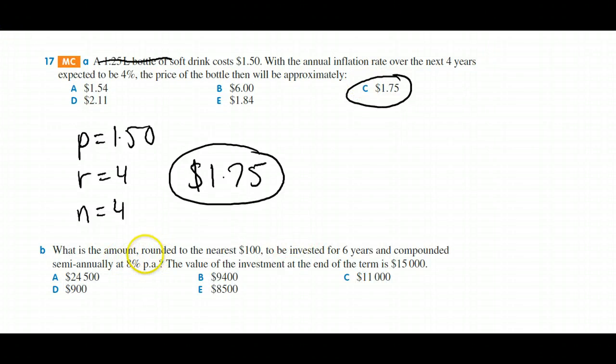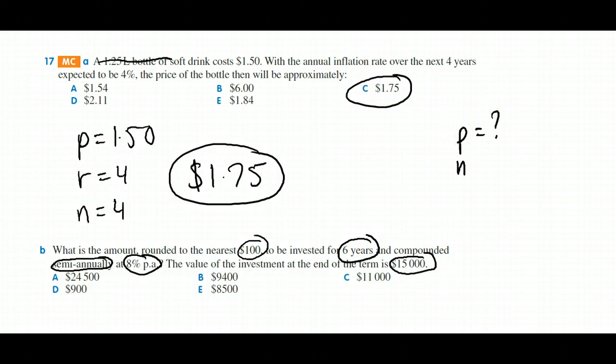Okay, in part B, we've got another question. What is the amount rounded to the nearest hundred to be invested for 6 years and compounded semi-annually, that's important, at 8% per annum? The value of the investment at the end is 15,000. So this time we don't know PV. We know that the amount of time is 6 years, but it's compounded semi-annually. That means twice every year. So N is actually 2 times 6, which is 12. Twice every year for 6 years is 12. And the rate is 8%, and the amount at the very end is 15,000.